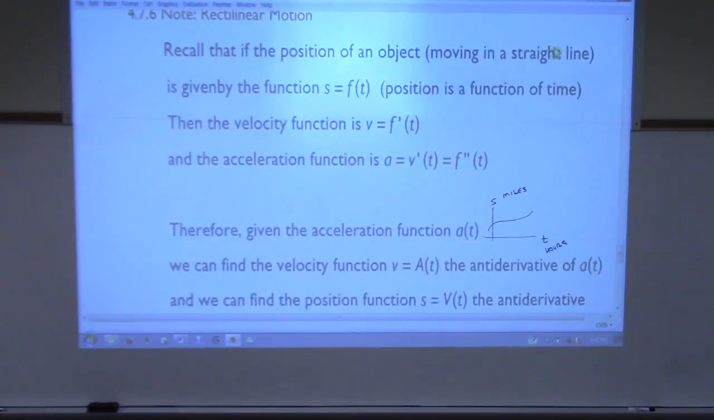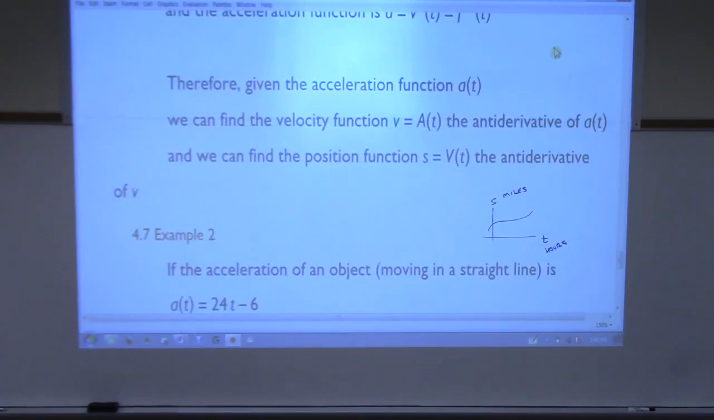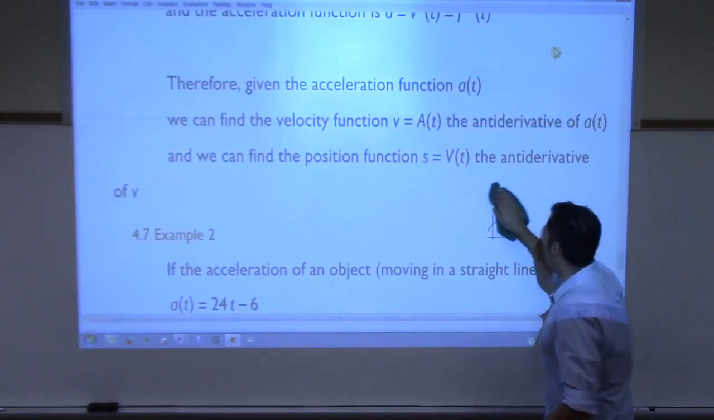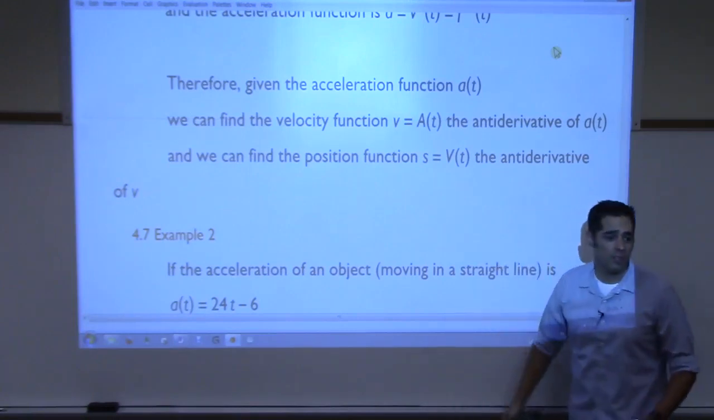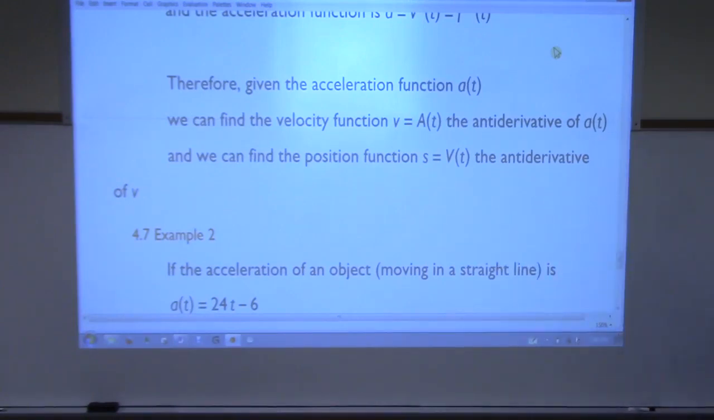Well, in this class, we want to be able to work the opposite way. So if somebody gives us an acceleration function, we want to be able to go all the way back and recover the position function from the acceleration function. All right? And let's discuss that for a second, because I've always found this to be one of the more profound ideas.